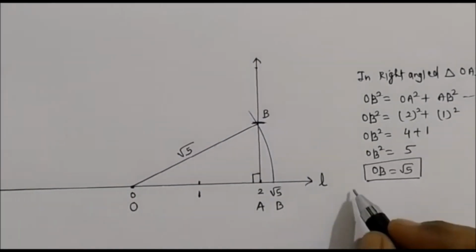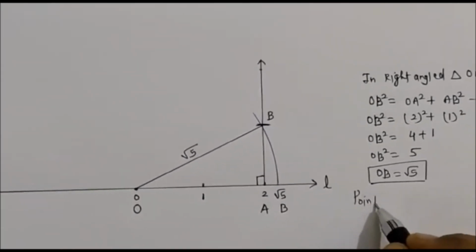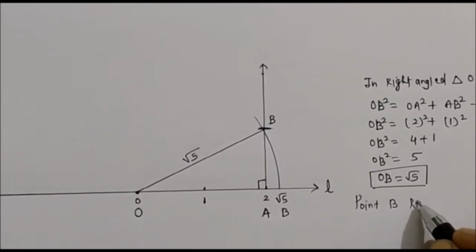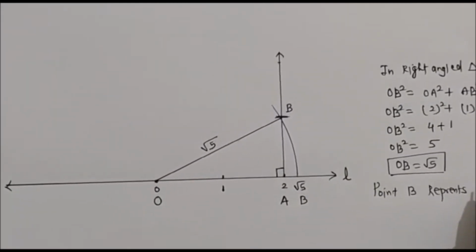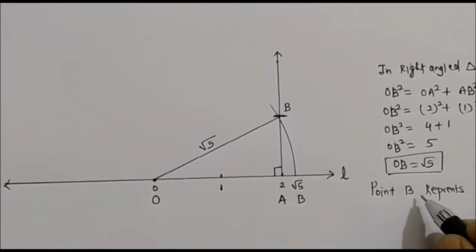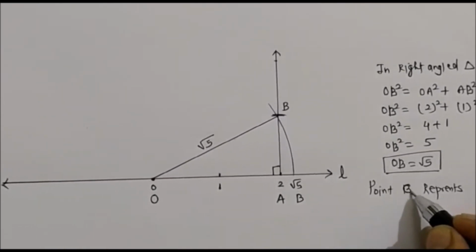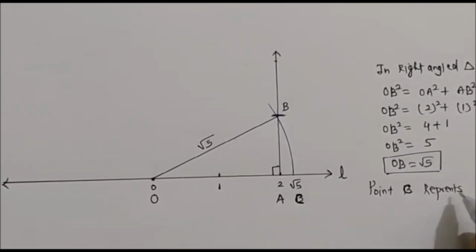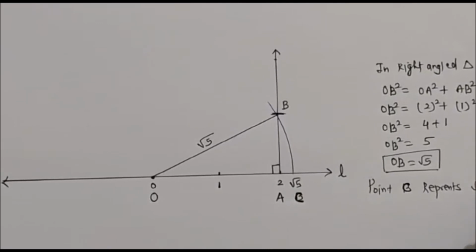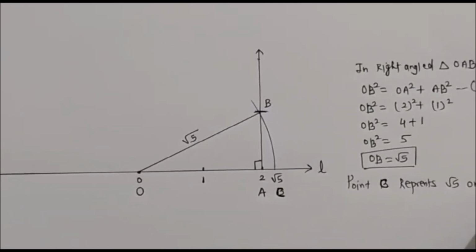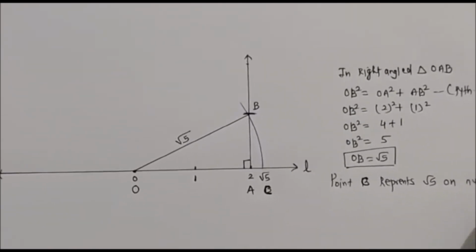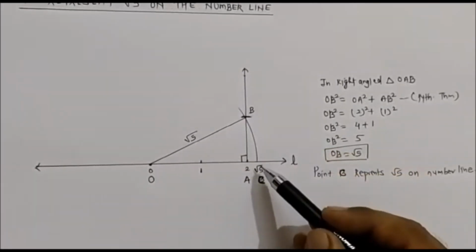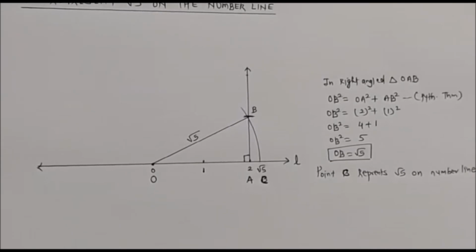You can mark this point as point C. So point C represents root 5 on the number line. So this is what we have represented, root 5 on the number line.